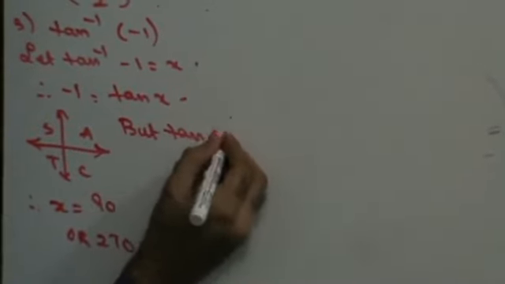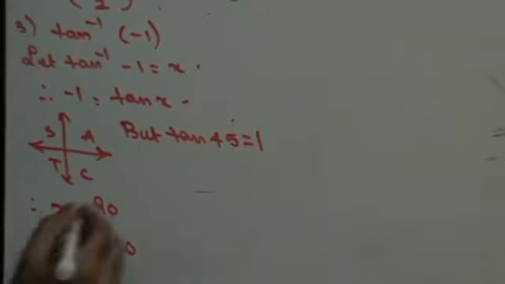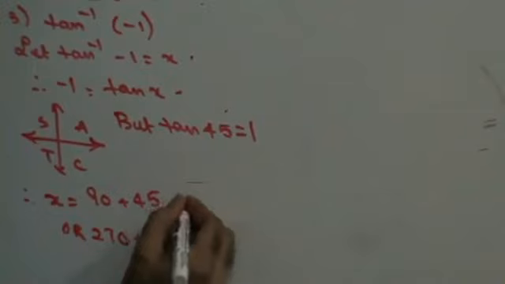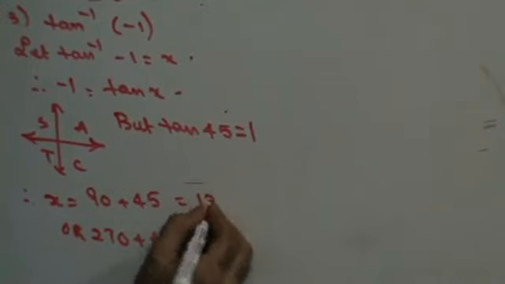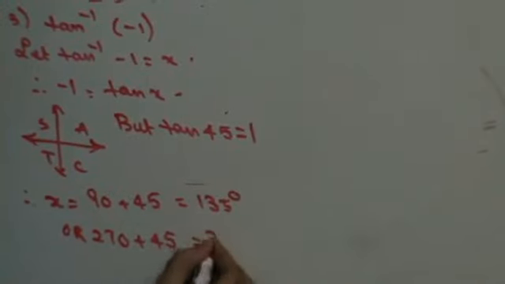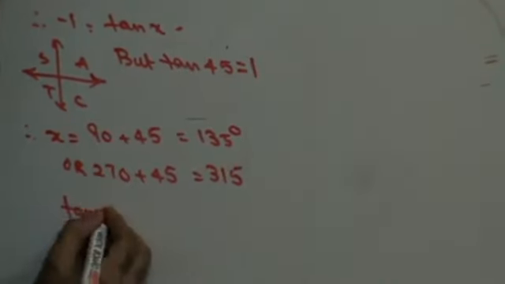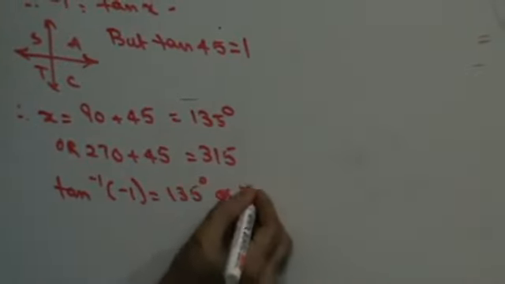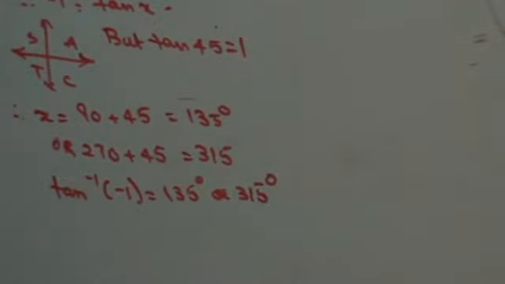Now we know that tan 45 is 1. So you will say 90 plus 45 or 270 plus 45. So this is going to be 135 degrees or 315 degrees. Therefore, tan inverse of negative 1 is 135 degrees or 315 degrees. That's how you find these values. Now let's see if we have multiple functions, how do we solve these inverse circular functions.